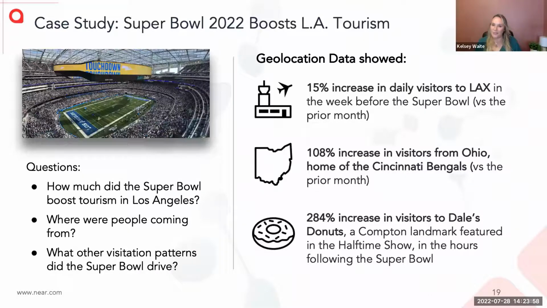And then the last one is one that I thought everyone would find interesting, is we did a look at the Super Bowl from earlier this year in LA. And the questions that we asked were, how much did the Super Bowl boost tourism? Where were people coming from? And what other visitation patterns did the Super Bowl drive? So we looked at LAX, SoFi Stadium, Tam's Burgers, Dale's Donuts, and even more.